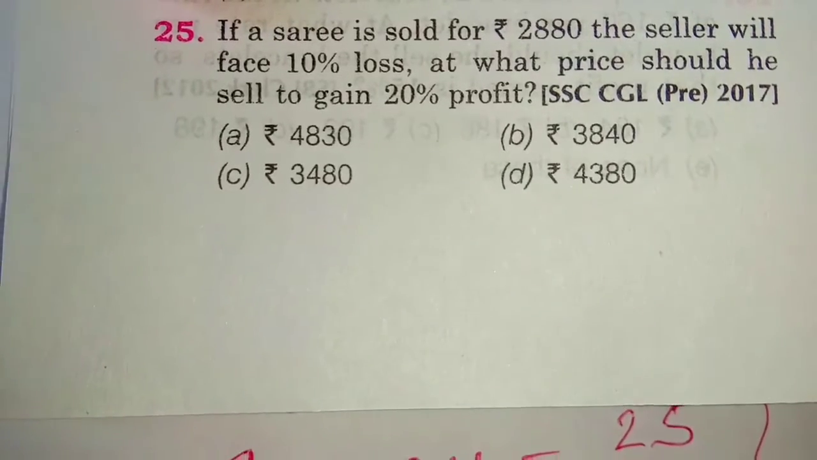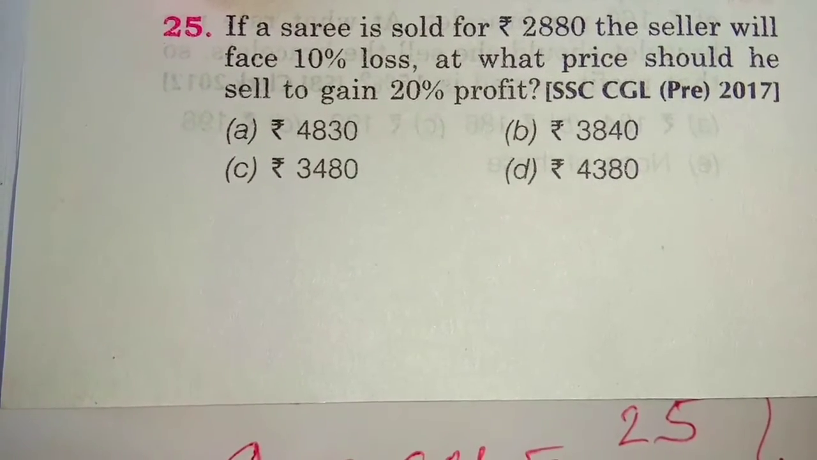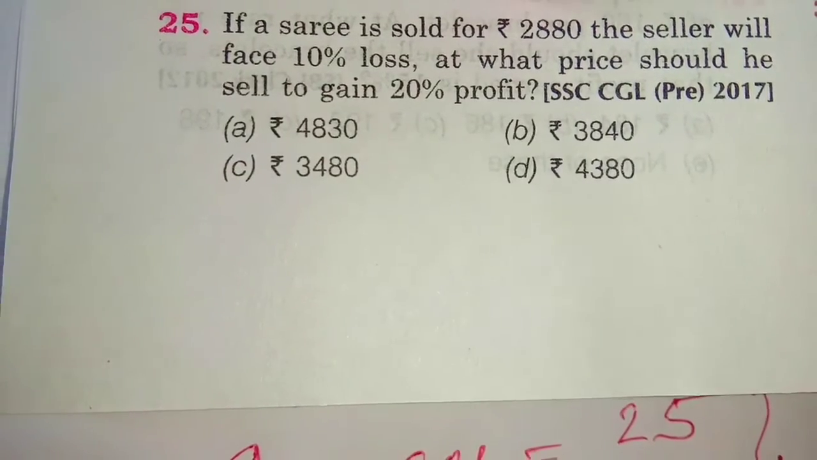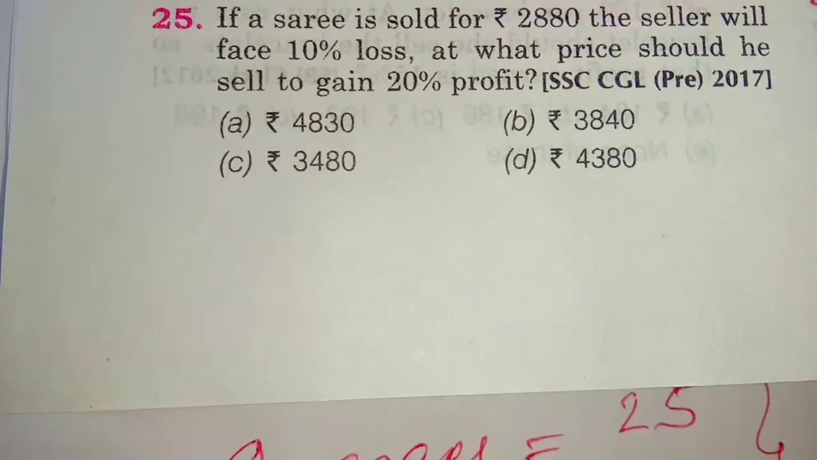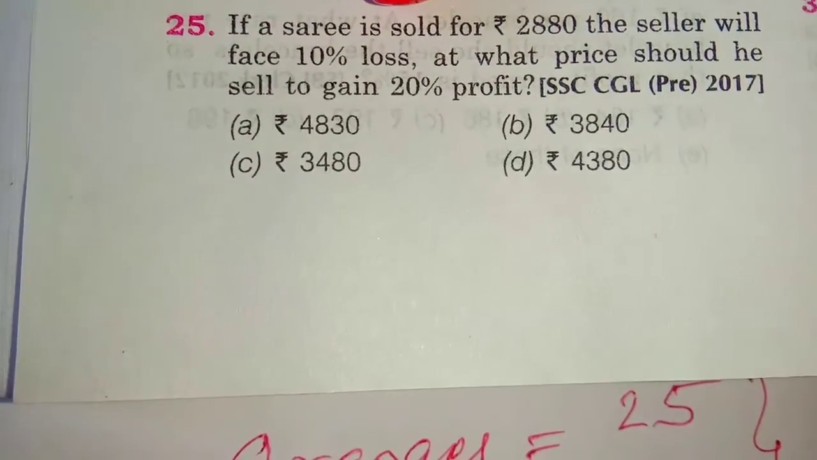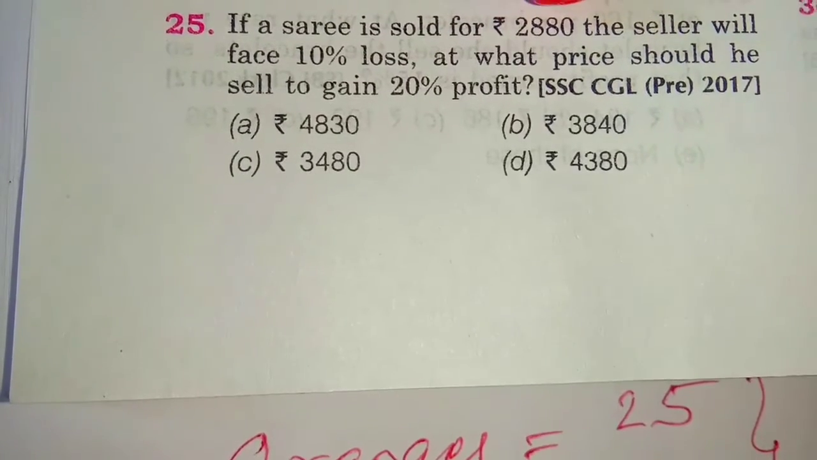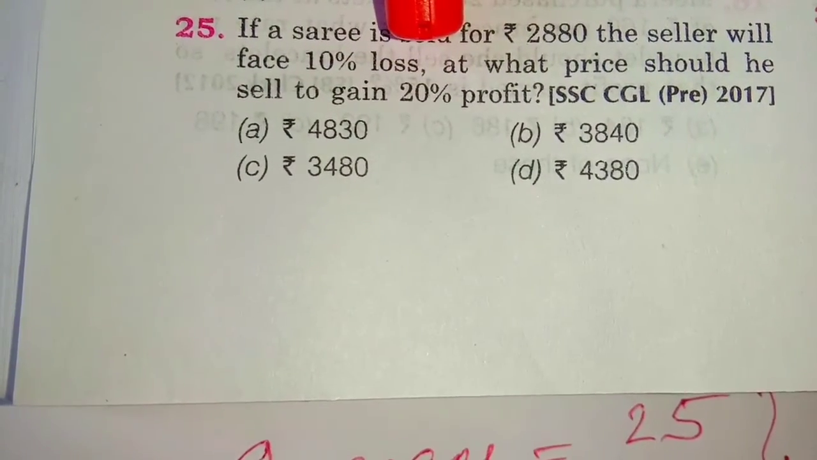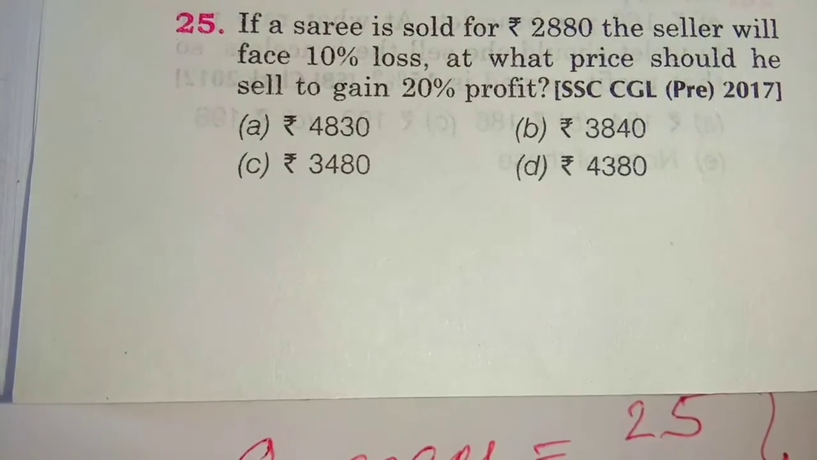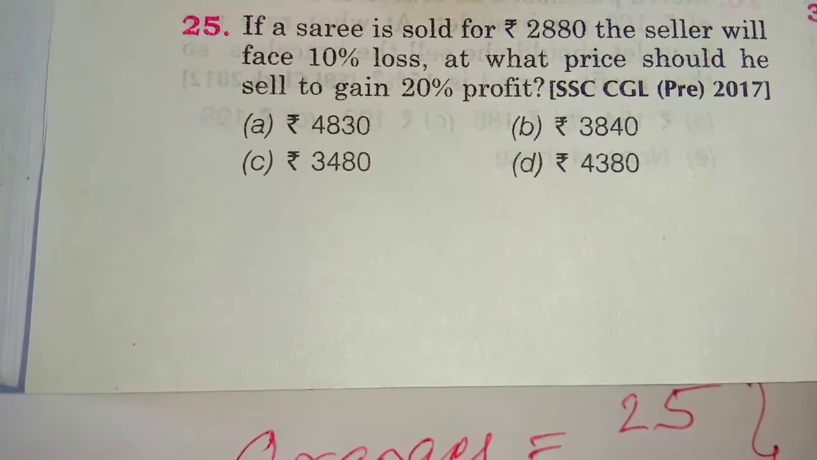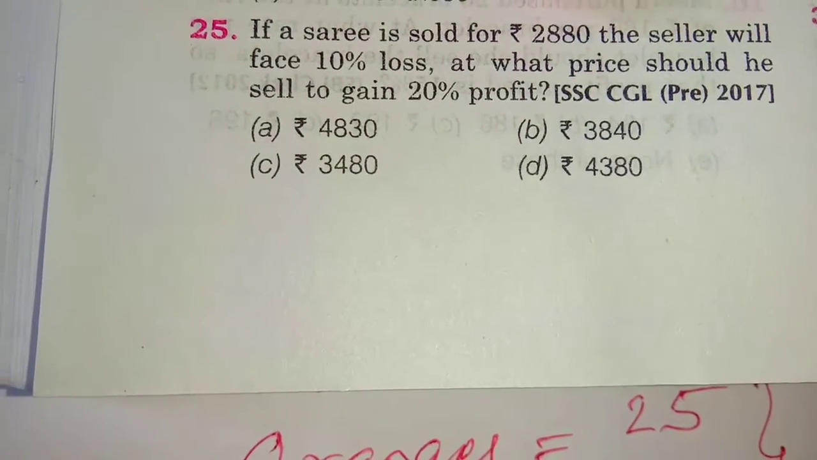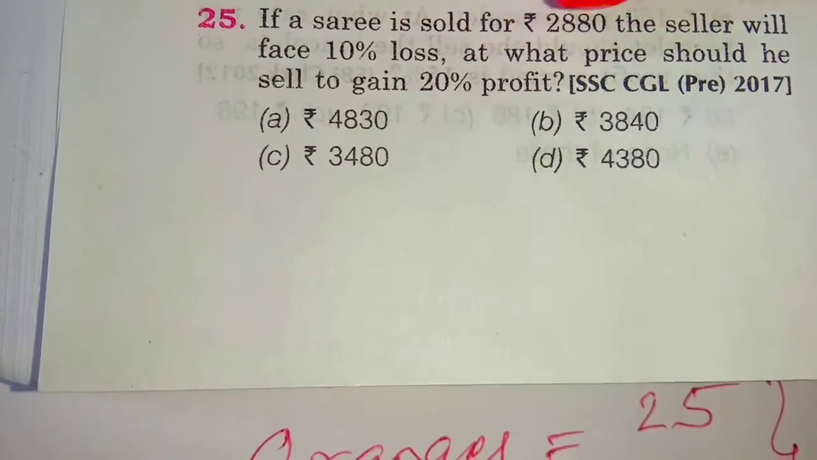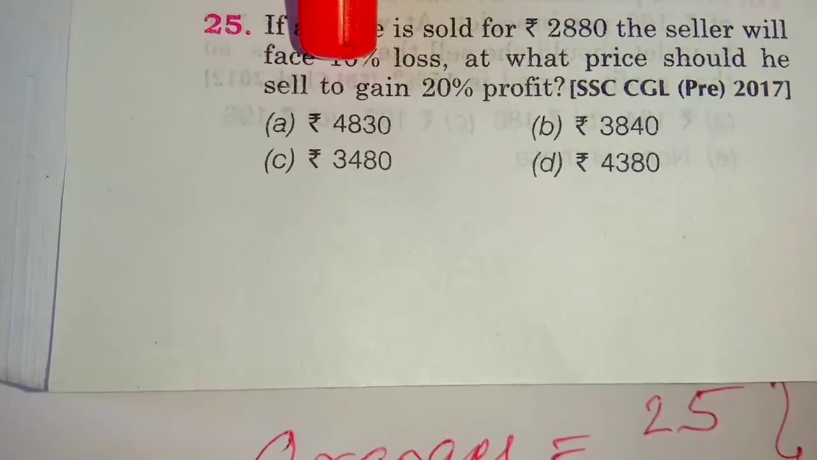See question number 3 as per my serial number. If a saree is sold for rupees 2,880, the seller will face a 10% loss. At what price should he sell to gain 20% profit? Okay, so what is the question? If a saree is sold for rupees 2,880, the seller will face a 10% loss. At what price should he sell to gain 20%?